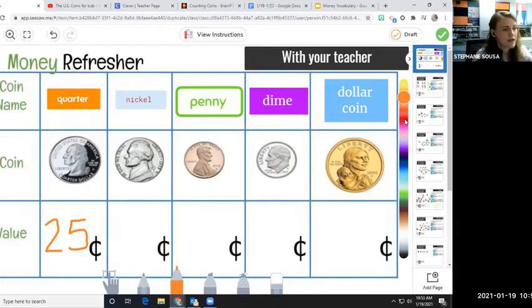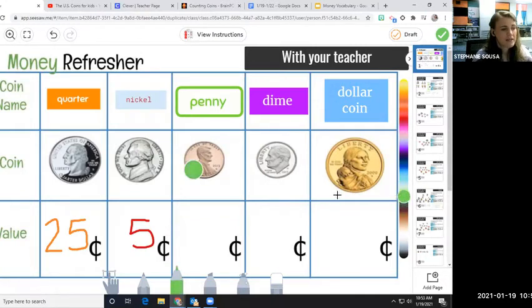On to the nickel. Nickel, nickel, thick and fat. You're worth 5 cents. I know that. This is worth 5 cents. You will notice that cent symbol is also there for you.